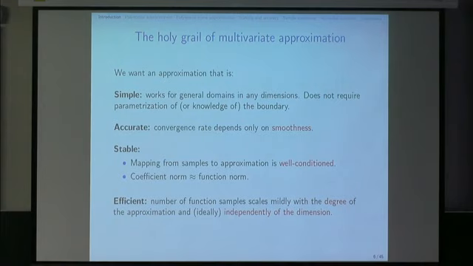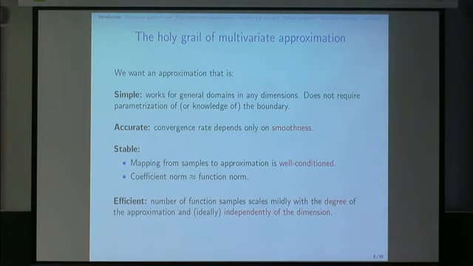So, first of all, we'd like something that is simple. Okay? In particular, we'd like an approximation scheme that works for general domains in any dimension, does not require parametrization or even knowledge of the boundary of the domain. Okay? We don't want to have to get into the business of trying to describe our domain in order to construct our approximation, or describe it in any detailed way.